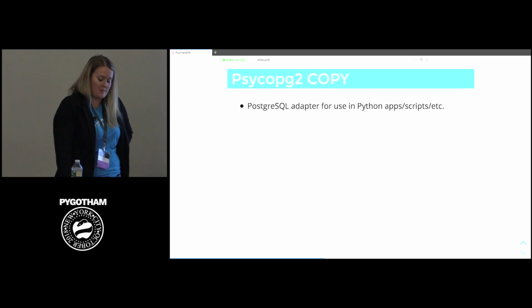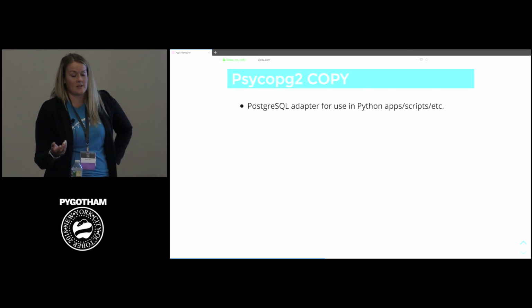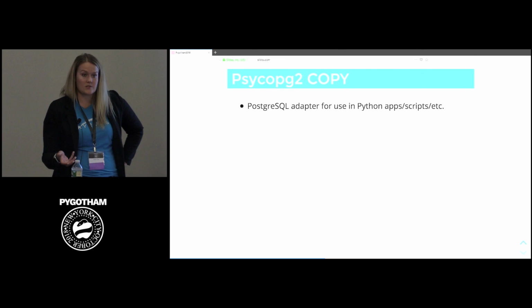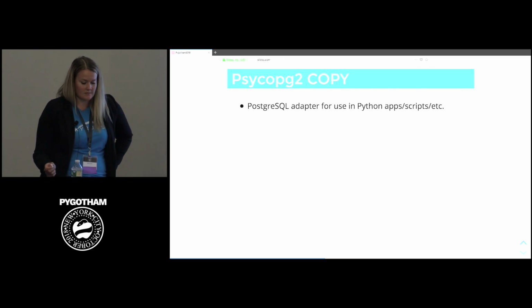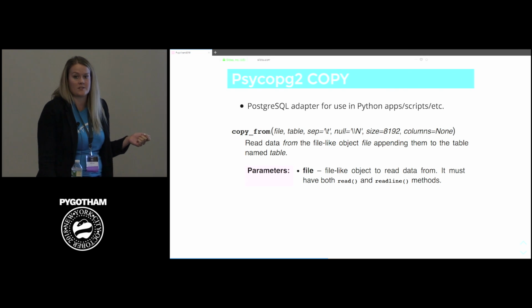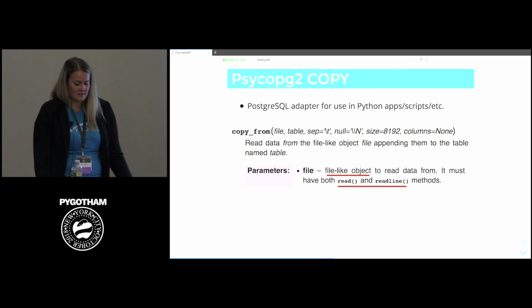When we're invoking our copy command from our Python app, we're going to use Psycopg. Psycopg is just a library that you can use to interface with Postgres. It has a copy_from command. This just invokes the Postgres copy command. You can see it takes a file as a parameter. If we look a little deeper, the file parameter is actually taking a file-like object, and that object needs read and readline methods.